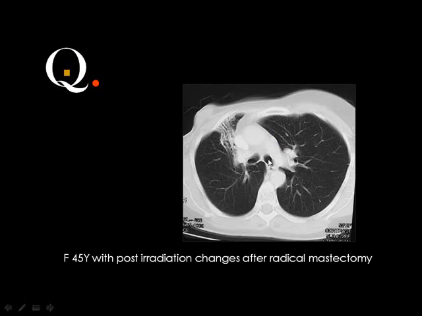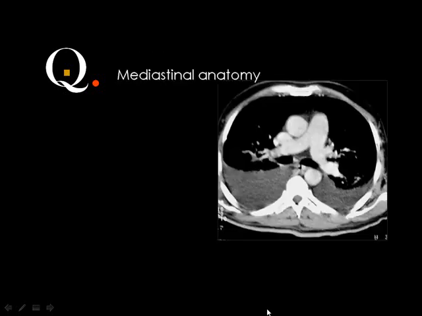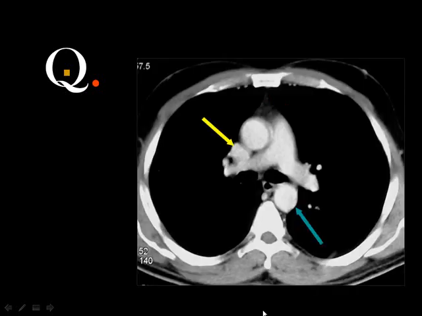You see the tracheal bifurcation, then you divide the section into 2 halves. This is the upper lobe, this is the lower lobe, and this is the right upper lobe. Post-radiation changes. Then we come back more to the mediastinal anatomy. Yes, pulmonary main trunk, ascending aorta. Okay, what do you think of this? Superior vena cava, ascending aorta, descending aorta, left pulmonary artery.